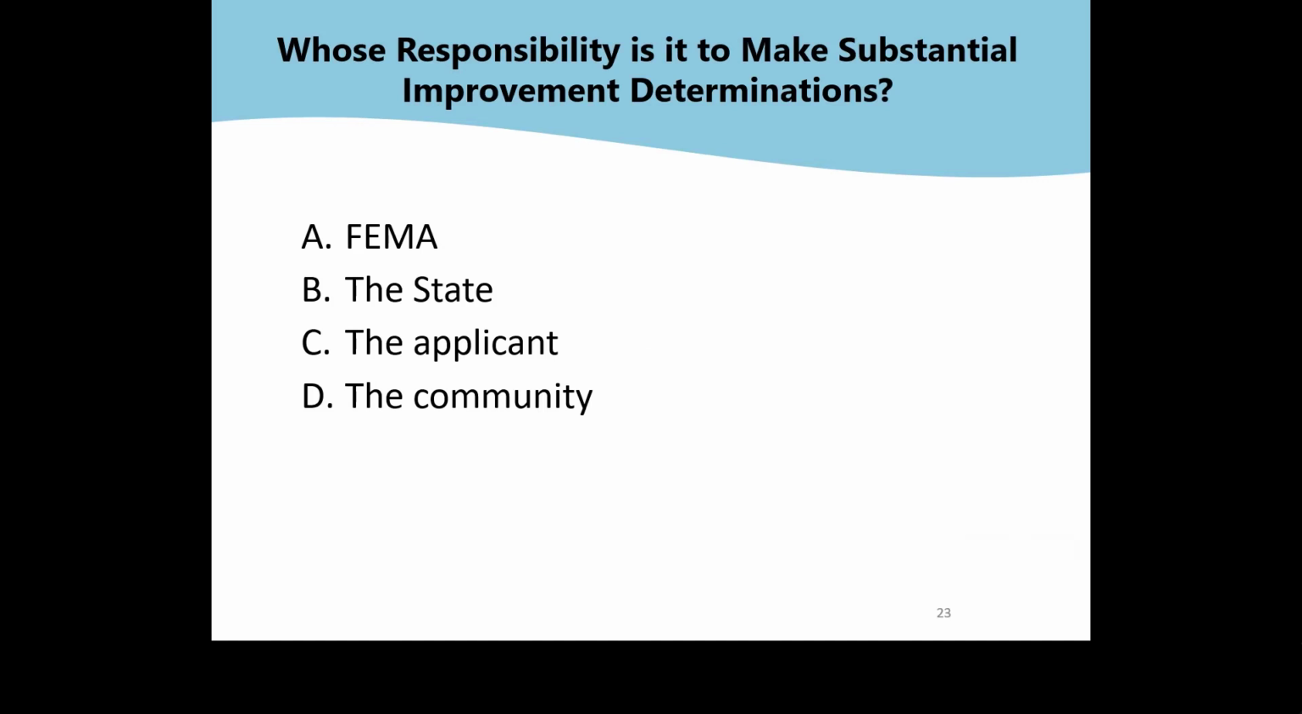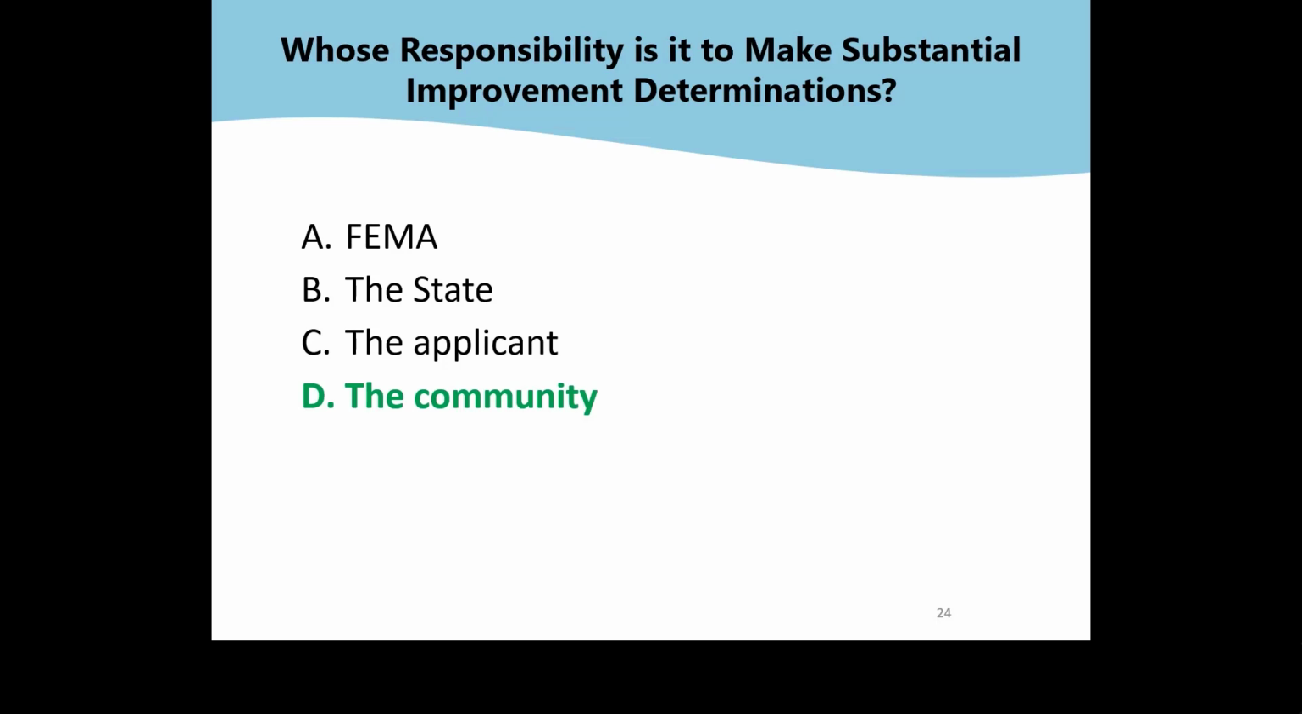Whose responsibility is it to make substantial improvement determinations? Is it FEMA's? Is it the state, the applicant, or the community? Does anybody want to try to answer that in the chat for us? The community. Thank you, Kim. Or by phone, or by voice. That is correct. It is the community's responsibility to be making these determinations.